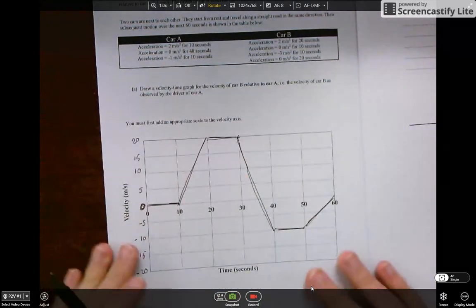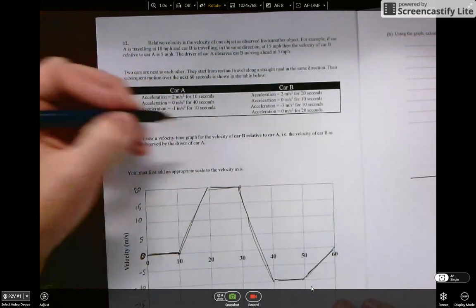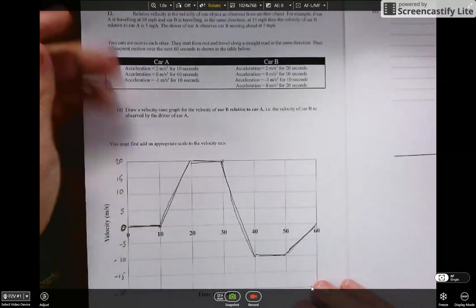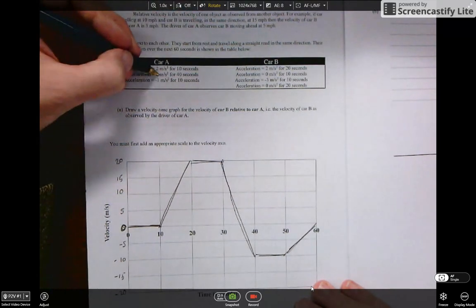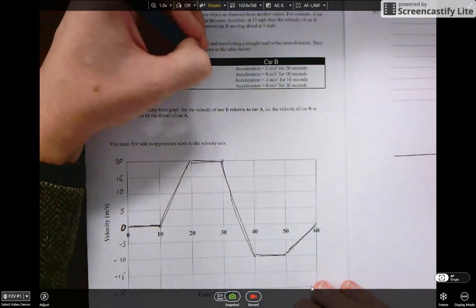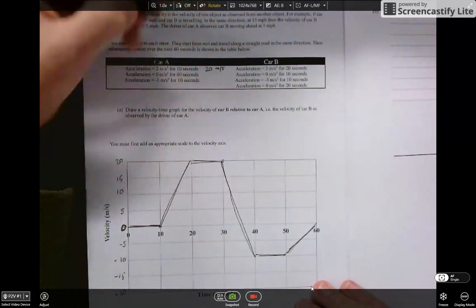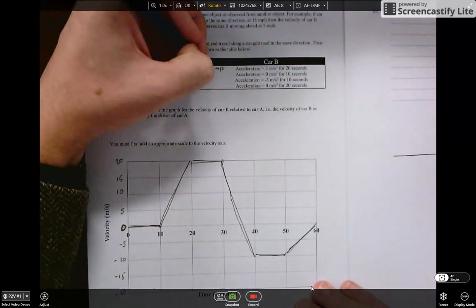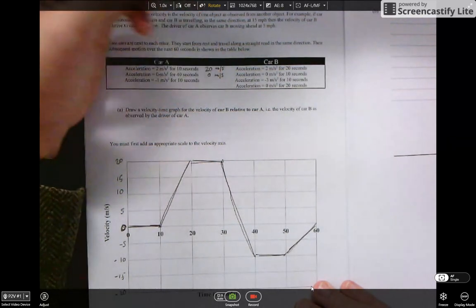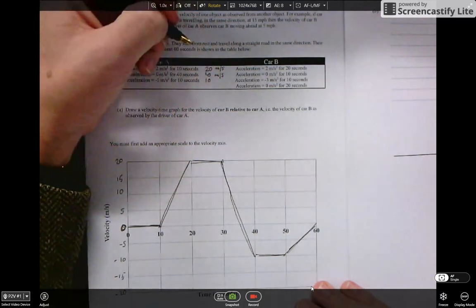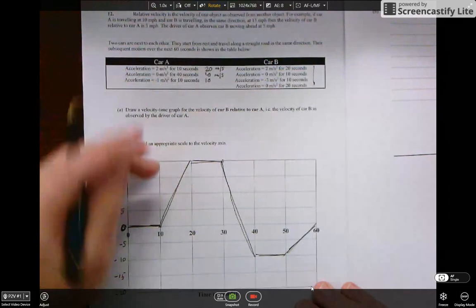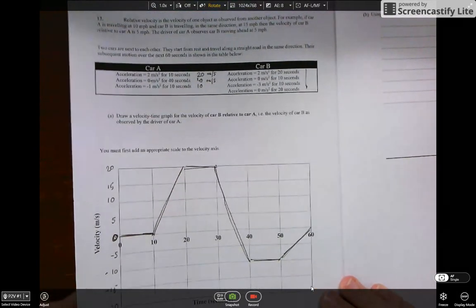Now, the key thing with this was that I really tried to give you some marks for working if you'd shown it. So 2 meters per second squared for 10 seconds, that gives us a final speed of 20 meters per second. 0 for 40 seconds, that's not going to change our velocity, so it's still going to be 20 meters per second. Minus 1 for 10 seconds, that's going to go down to 10. And if you showed working here, I really tried to give you some marks for the working.